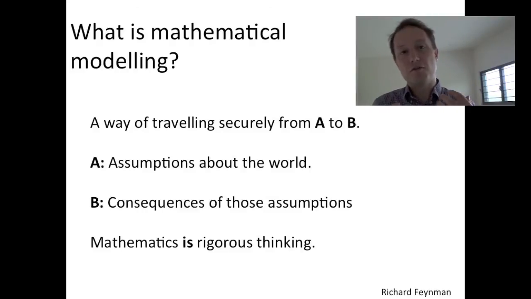We want to assume something about the world, and we want to derive the consequences of this. This is a definition I got from reading Richard Feynman's book. Mathematics is really that. It's a toolbox for trying to find out what are the consequences of certain assumptions.